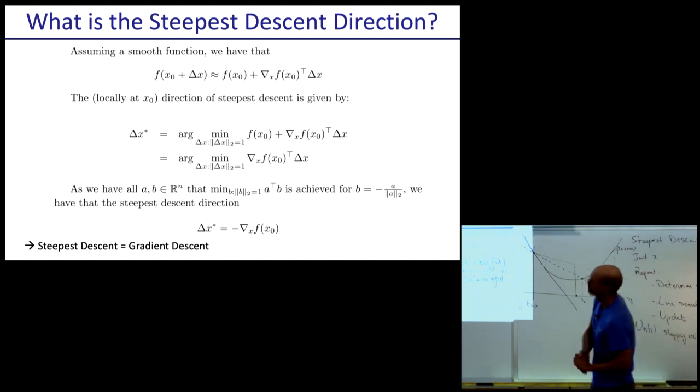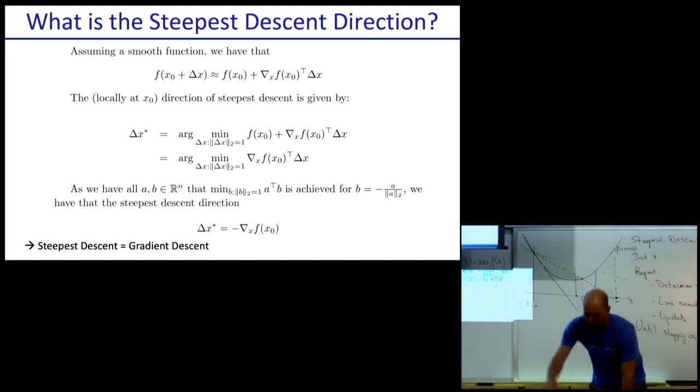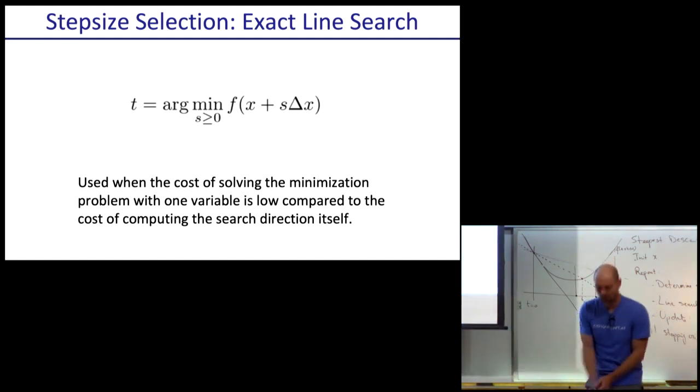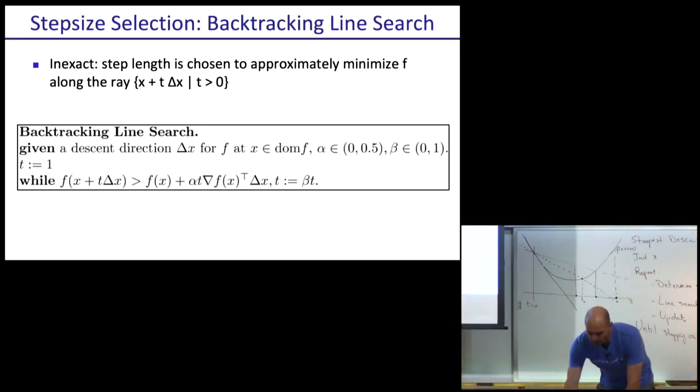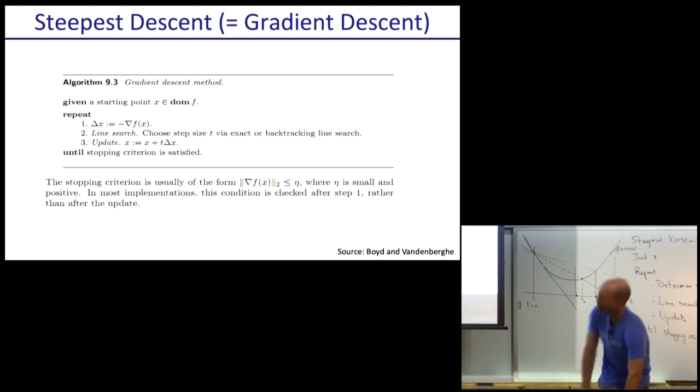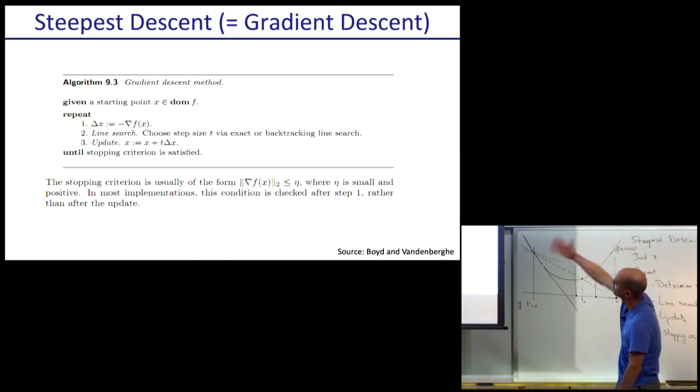So we found the steepest descent direction is the direction of the negative gradient. Exact line search is maybe sometimes feasible, usually not. So we looked instead at backtracking line search, something that has nice guarantees and is relatively simple to implement. There's the picture motivating it that we also drew on the board. And then this is the full algorithm, gradient descent with backtracking or exact line search, depending on what you want to do.